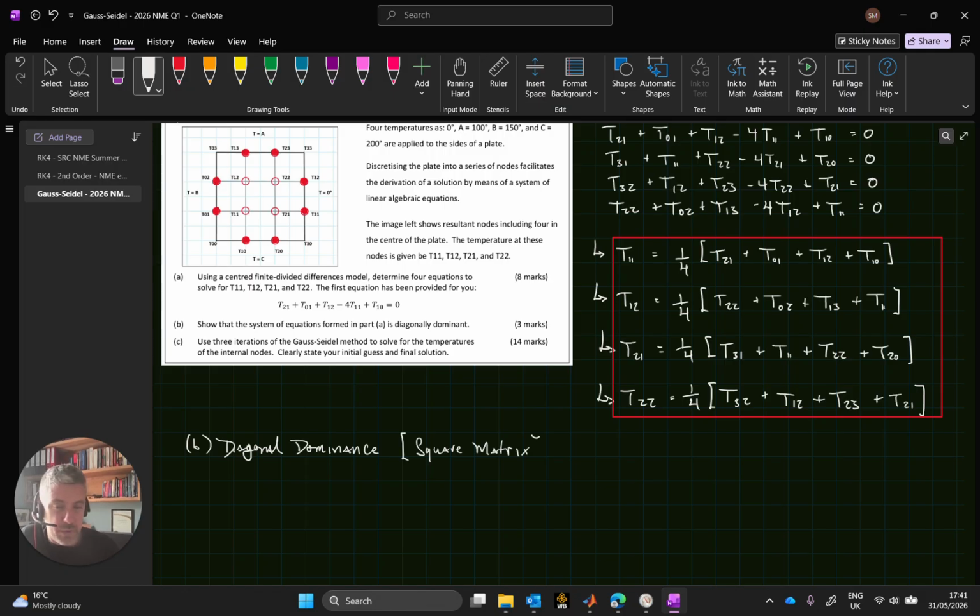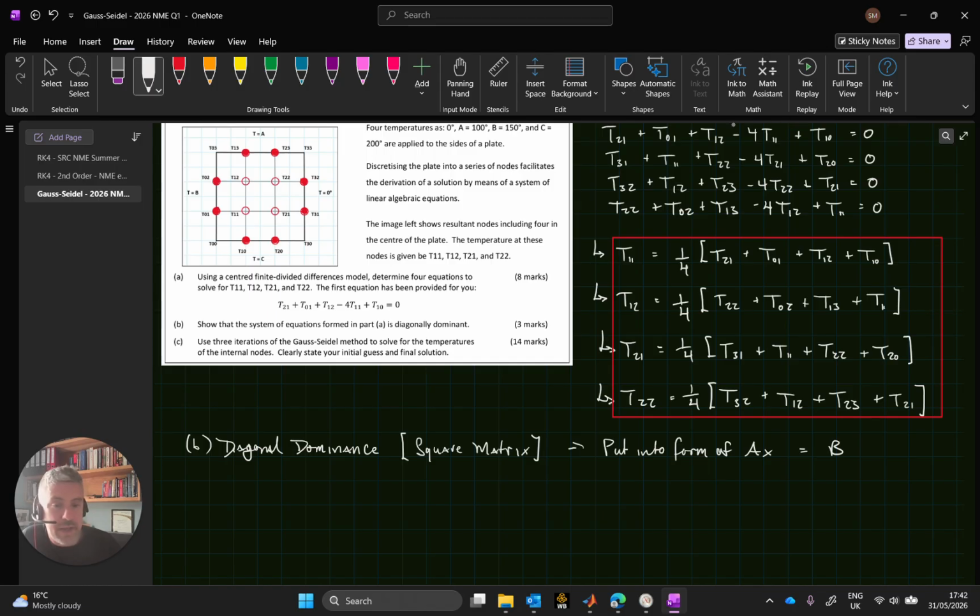So what we're going to do is rearrange it to put it into the form AX is equal to B. A is going to be the coefficient matrix, the square matrix that we're going to try to prove is diagonally dominant. So rearranging this, we're going to use these up here.